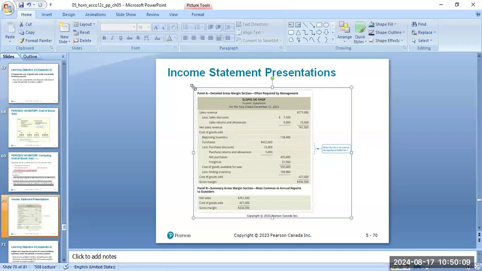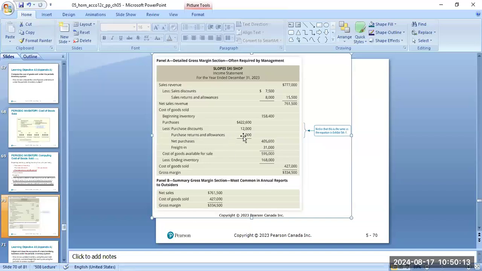Let me make it a little bit bigger so you can see it. Purchase discount, purchase return allowances, net purchases. We're going to add the freight in. We're going to get the cost of goods available for sale. Once we count the ending inventory, we're going to deduct the ending inventory, and that's going to give us the cost of goods sold. Once we have the cost of goods sold, net sales minus cost of goods sold is going to give us gross margin.